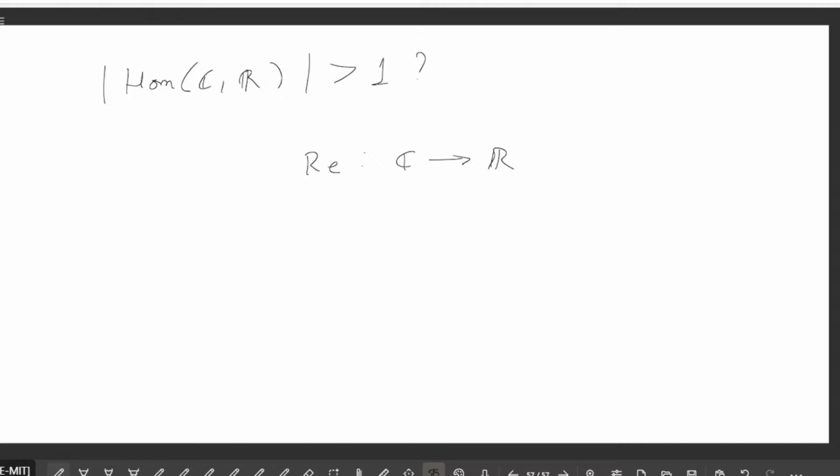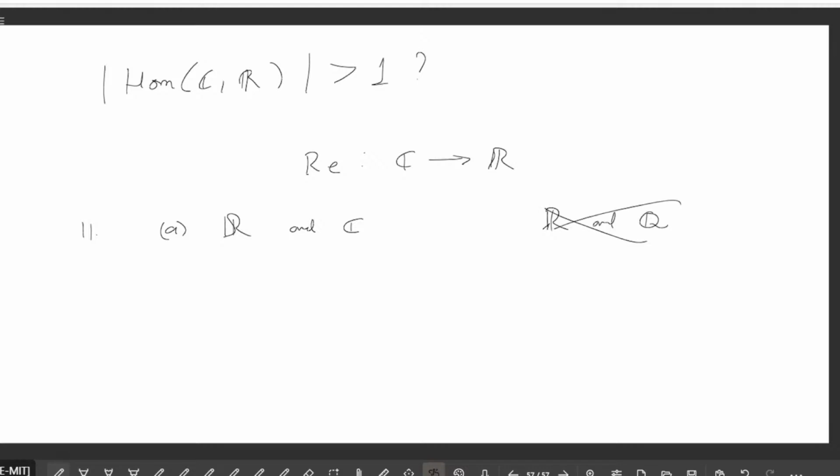Next question, more related. Which of the following pairs of groups are isomorphic? First one, R and C. What do you think? Okay, first let me ask, R and Q. Are they isomorphic as groups? Why not? Yeah, they are not even isomorphic as sets. There is no bijection from R to Q. So of course not.